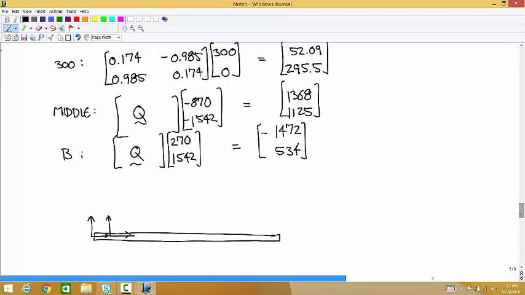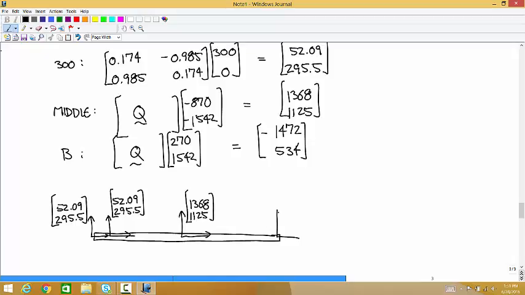Okay, so each one of these is 52.09, 295.5. Then in the middle, you have 1368, 1125. And then at the end, you have negative 1472, 534.